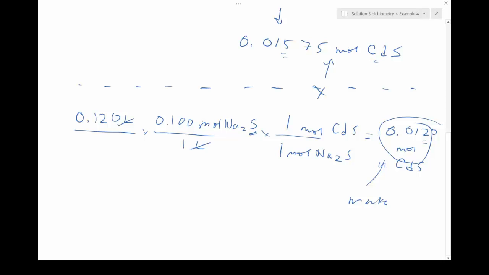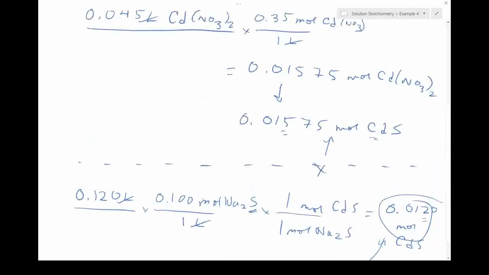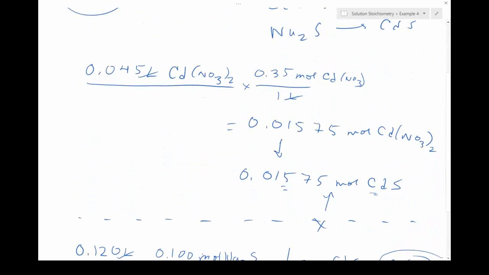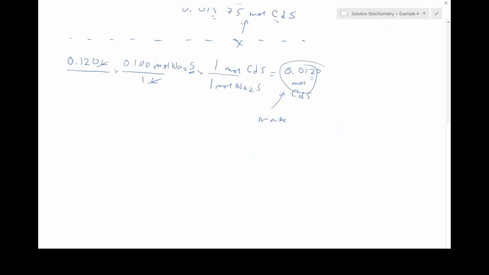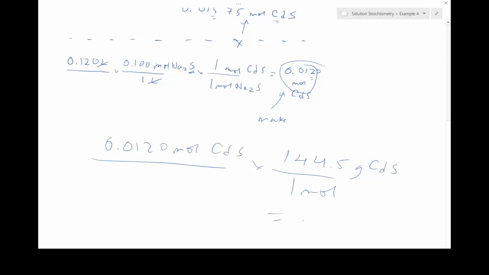Why? We're going to run out of cadmium. This cadmium nitrate is going to be our cadmium source in the reaction, and we've run out of it. So we're going to make 0.0120 moles of cadmium sulfide. The molar mass of cadmium sulfide is 144.5 grams per 1 mole, and it should work out to be about 1.7 grams of cadmium sulfide to 2 sig figs.